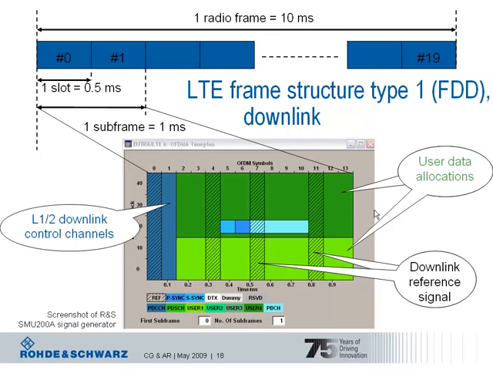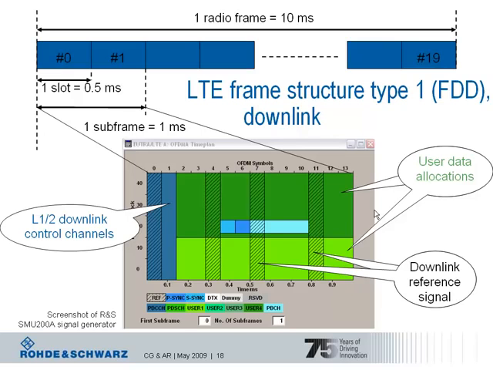Now what is the contents of each subframe? In the beginning of each subframe there are certain control channels located, layer 1, 2 downlink control channels. So they, for example, carry information about the scheduling decisions for the different UEs in a cell.